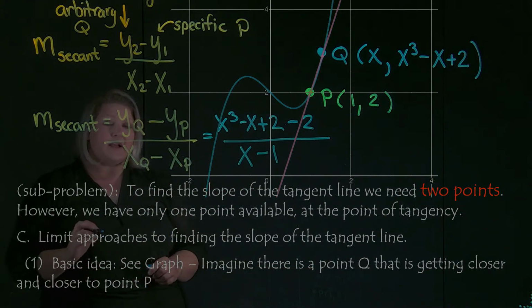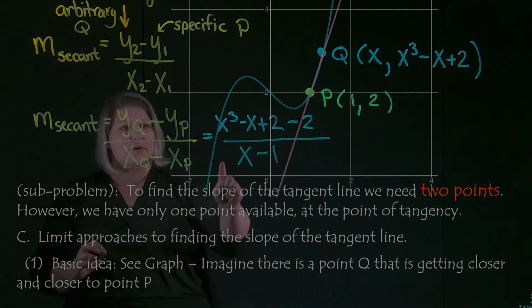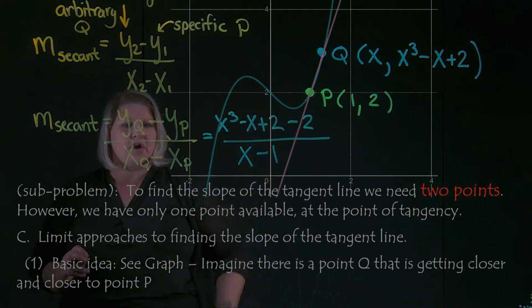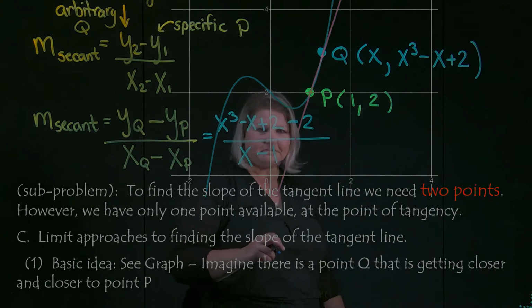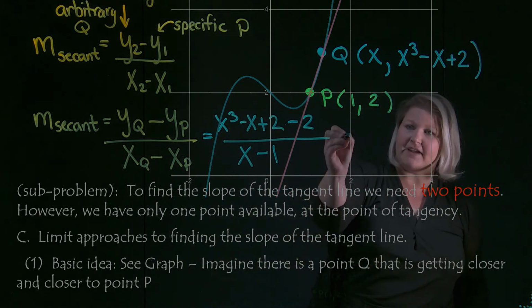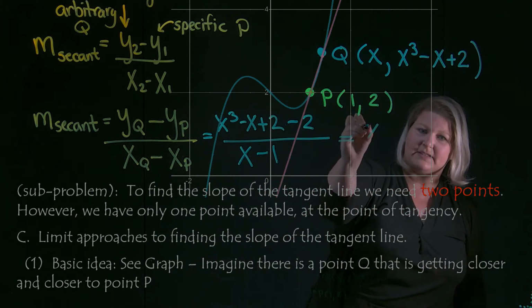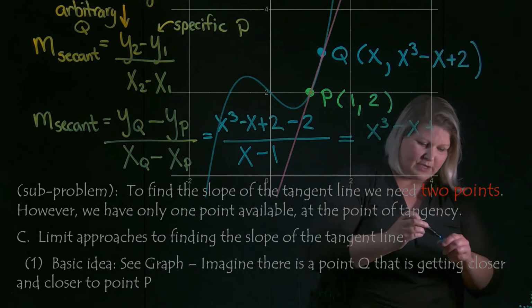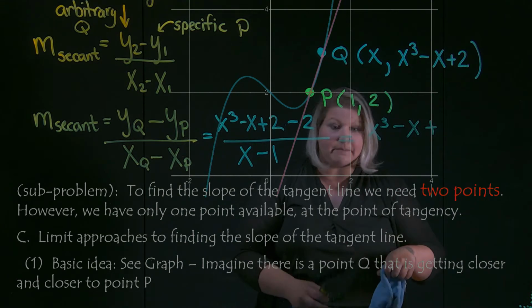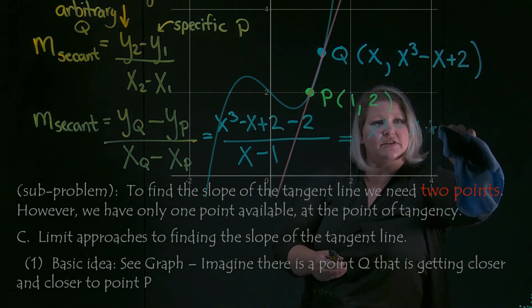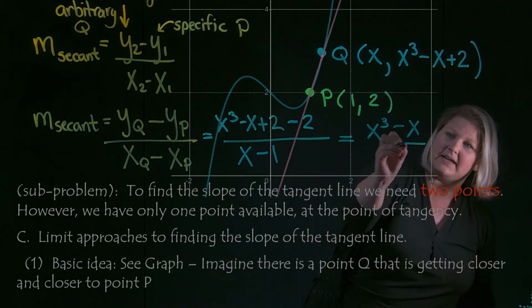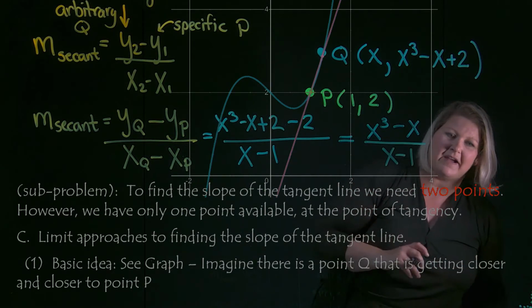So the formula for the slope of my secant is going to be x cubed minus x plus 2 minus 2, over x minus 1. Now, you don't have to simplify if you don't want to. You can just use this because we're going to be looking at the numbers behind this. But notice that the plus 2 and minus 2 cancel each other out. So at the top, I would just be left with x cubed minus x, all over x minus 1.